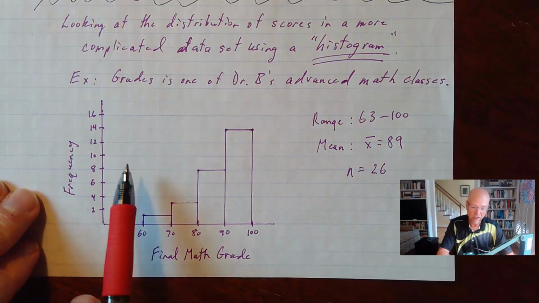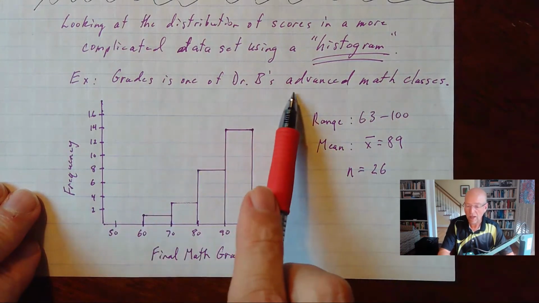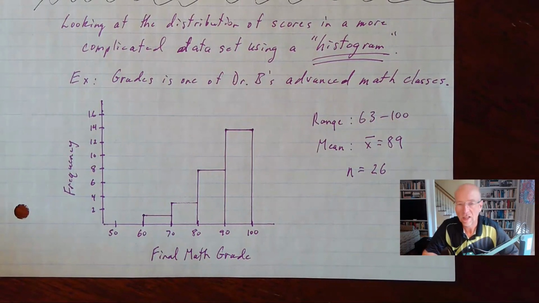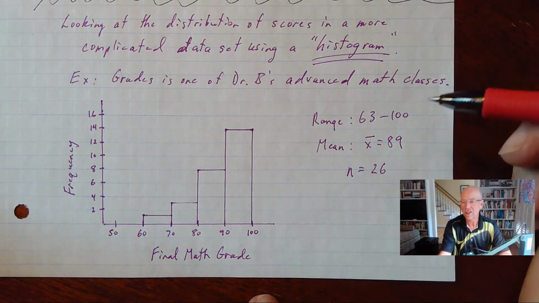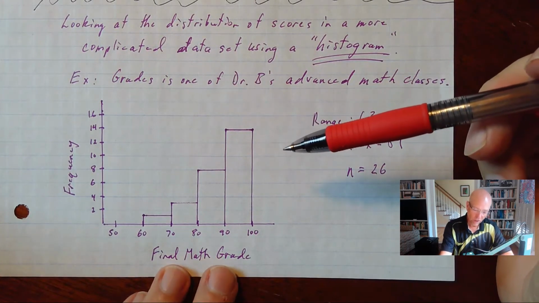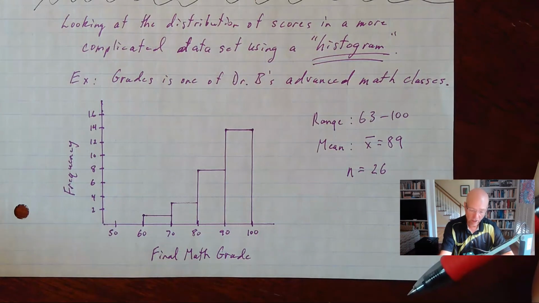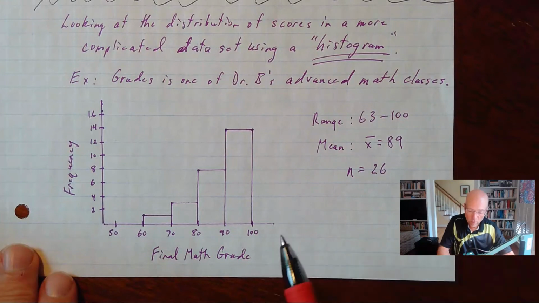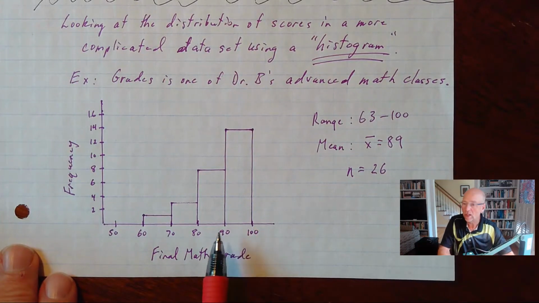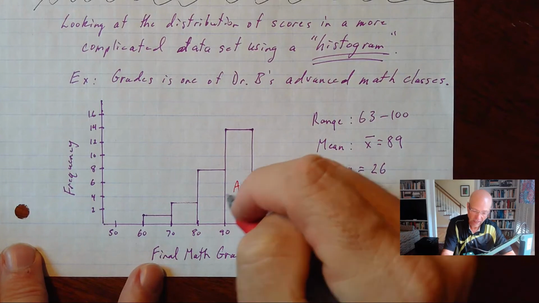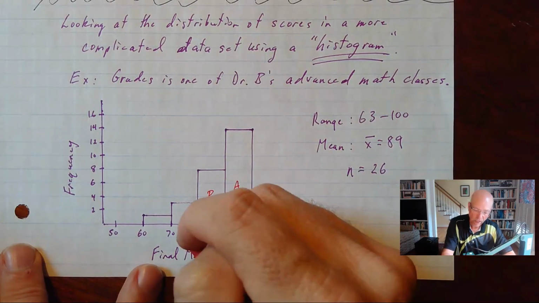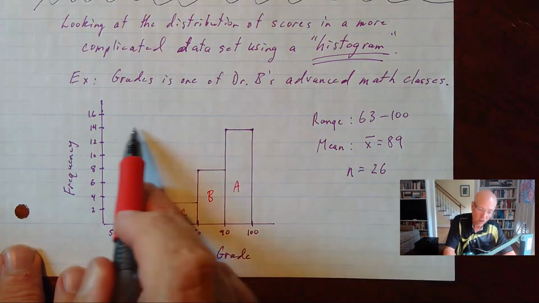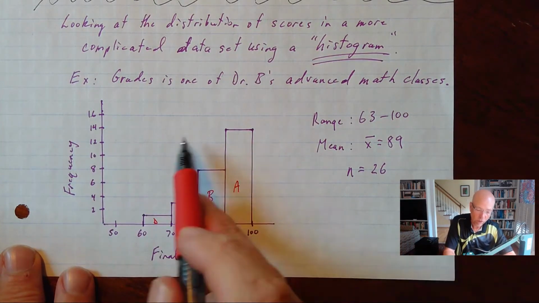So this particular data set is showing us the grades in one of my advanced math classes. This is a realistic situation in case you're curious. These are their grades at the end of the year. What we can see by the height of this bar is that most people were in the 90 to 100 range, in other words, these people are making A's. 80 to 90, these people are making B's, these people are making C's, and these people are making D's. The height corresponds to the frequency.